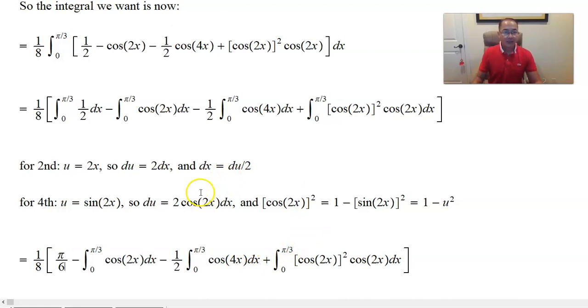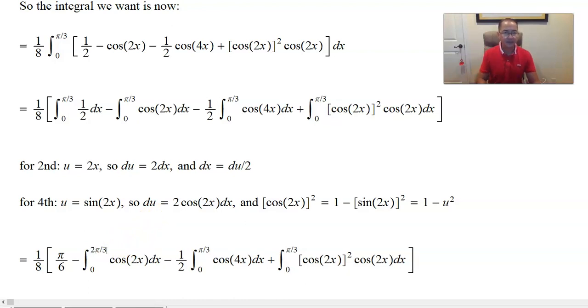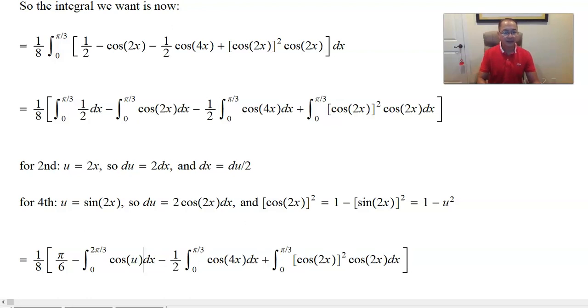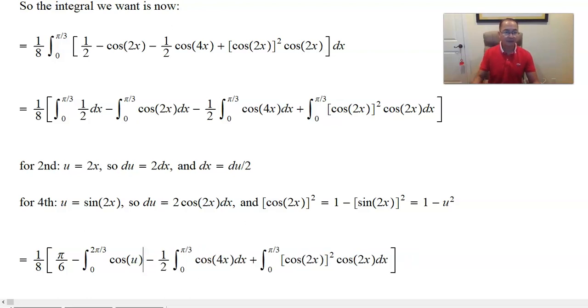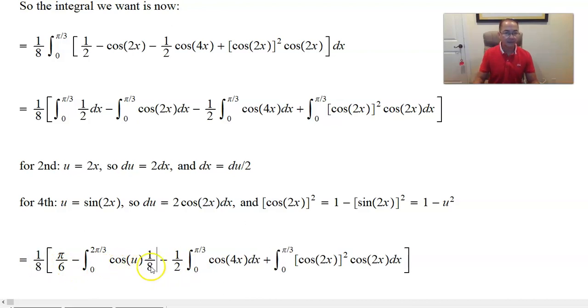For the second one, we have a u substitution. So yeah, let's do that first. So cosine 2x is cosine u, and dx is 1/2 du. One-half d.